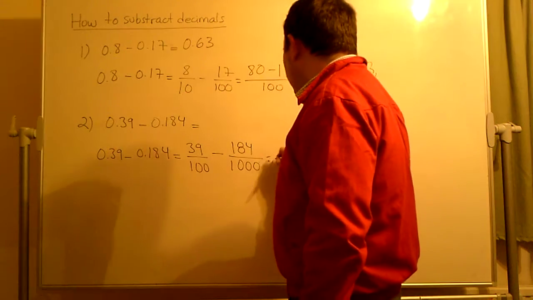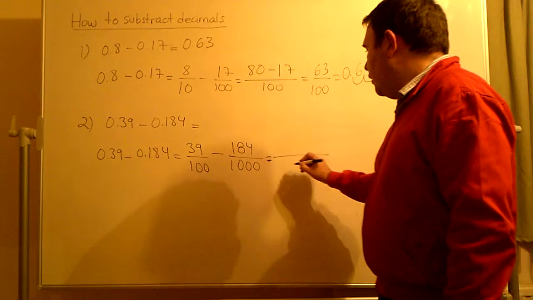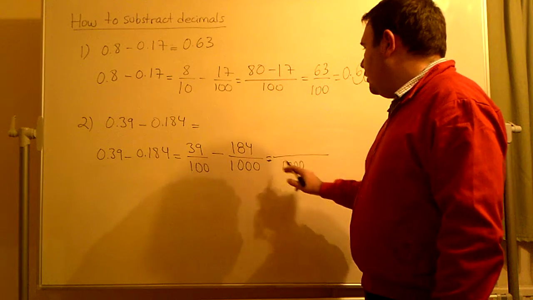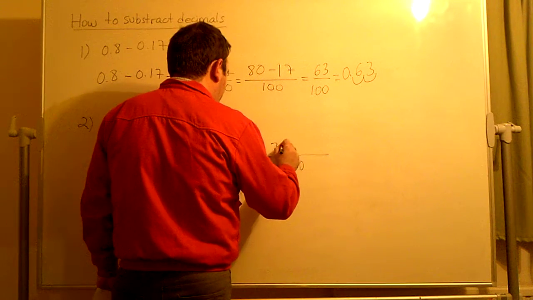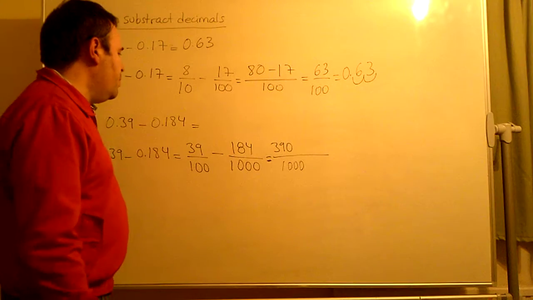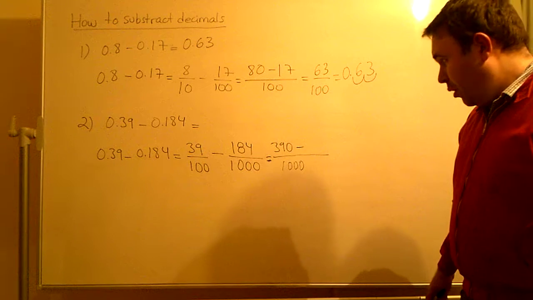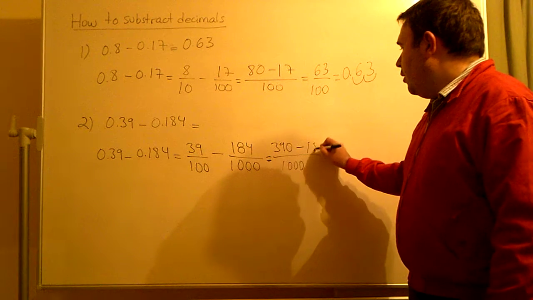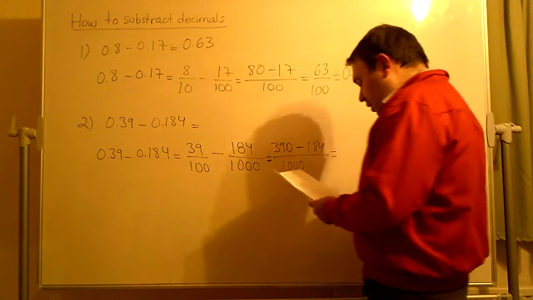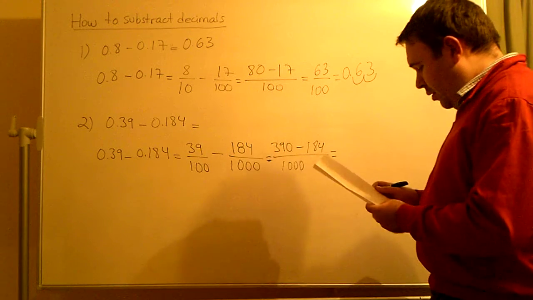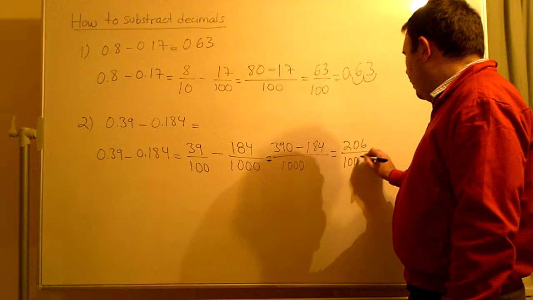So the least common multiple in this case would be 1000. So 1000 divided by 100 would be 10 times 39 would be 390, minus 1000 divided by 1000 is 1 times 184 would be 184. Now 390 minus 184 would be 206 divided by 1000.